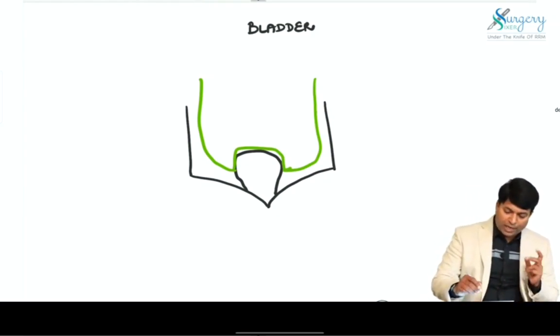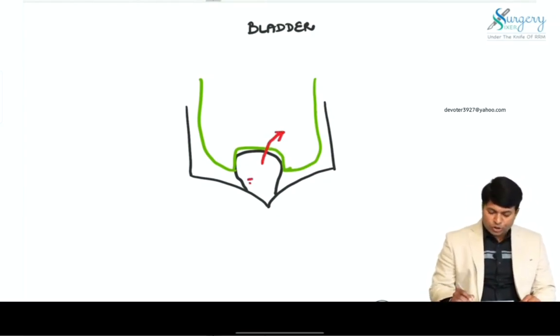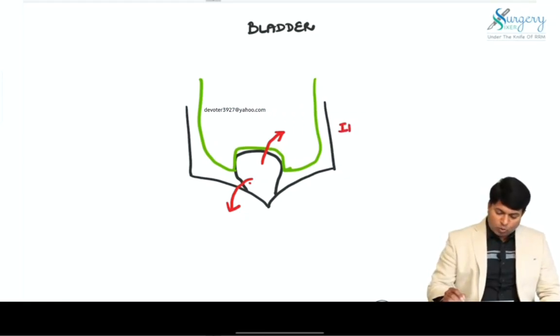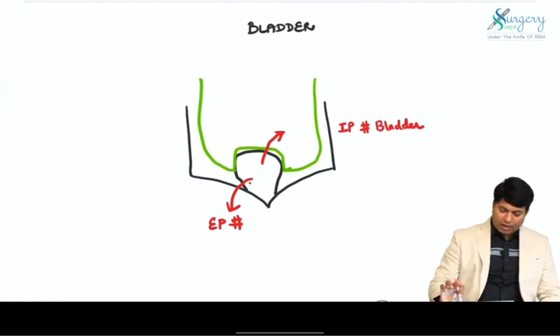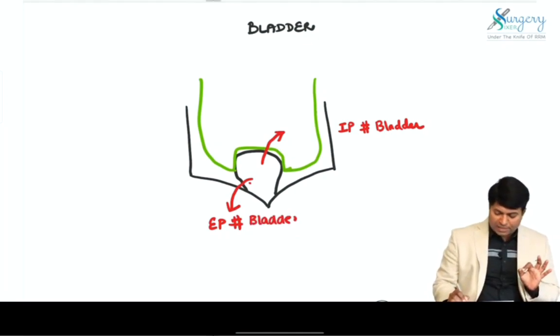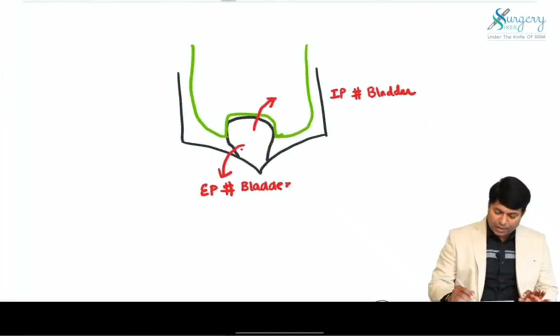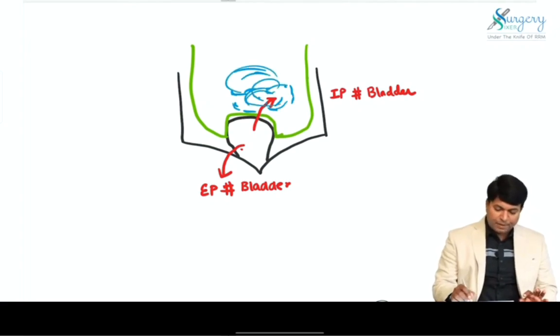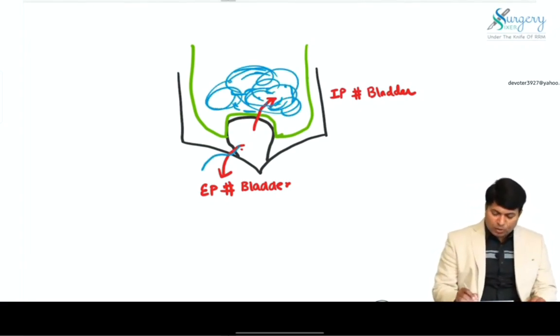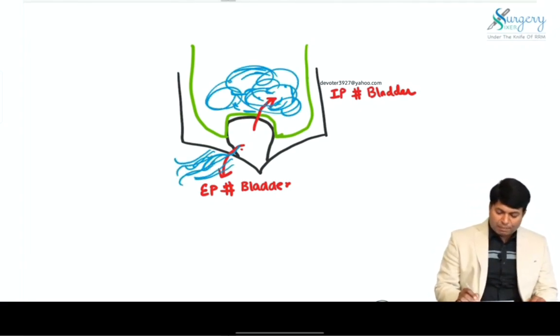So we can therefore get two types of injuries to the bladder. It can be intraperitoneal rupture or extraperitoneal rupture of bladder. These are the two mechanisms. Very interesting topic, full of MCQs. Please listen carefully. In intraperitoneal rupture of bladder, the urine will extravasate into the peritoneal cavity like this. In extraperitoneal rupture of bladder, the urine will extravasate into the subcutaneous plane.